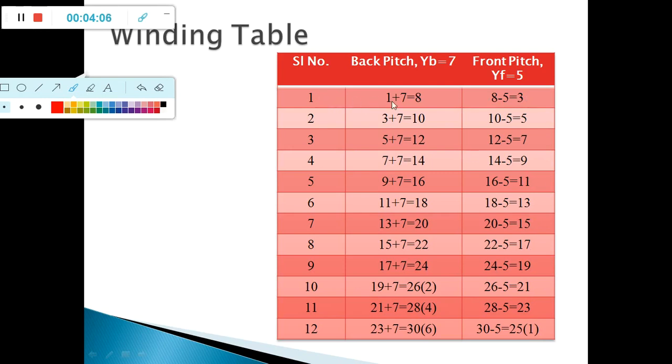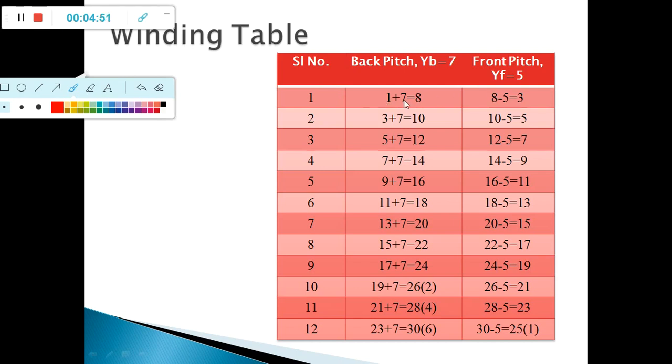In the winding table I will cover 1, 8, 3, 10, 5 and so on. It means I should have 12 rows in the winding table. Why 12 rows? Because I have 24 conductors, 24 divided by 2. If I have 12 rows, then obviously I will get back to 1 at the front pitch. Clear? That's why I have included this serial number. No need to include the serial number in the winding table. Once again, the number of rows in the winding table should be half of the total number of conductors. That is where you can stop writing the winding table.